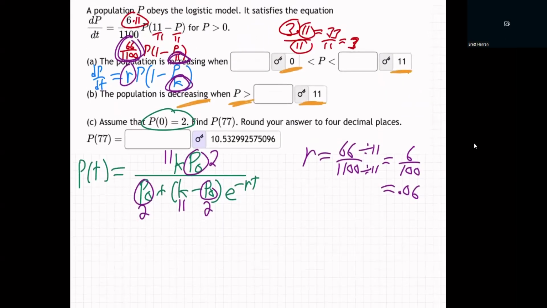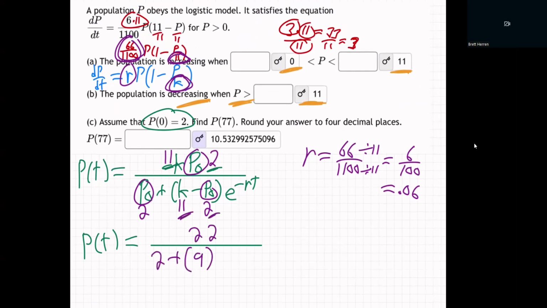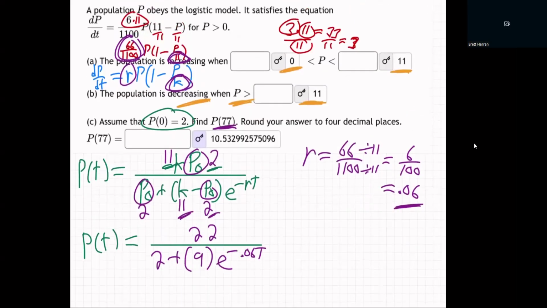All right. So we've about got it here. So the solution is we got 11 times 2 on the top, 22. P0 is 2 plus 11 minus 2, which would be 9. E to the minus 0.06 t, because ours is 0.06. So there's our solution. And they're saying find P of 77. Want me to just plug in 77 for t? Put it in right there, 77 for t, and hit the buttons on Desmos.